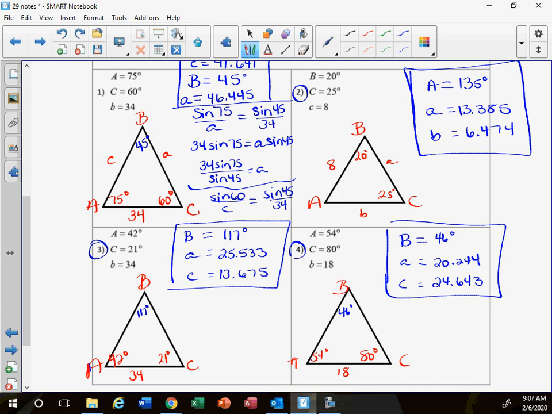Check 3 and 4 when you're ready, guys. Issues, rounding, anything, let me know.